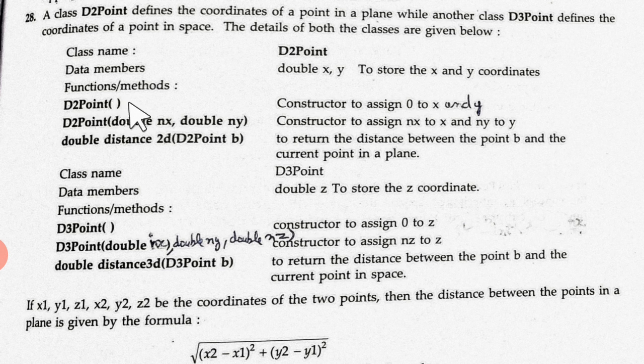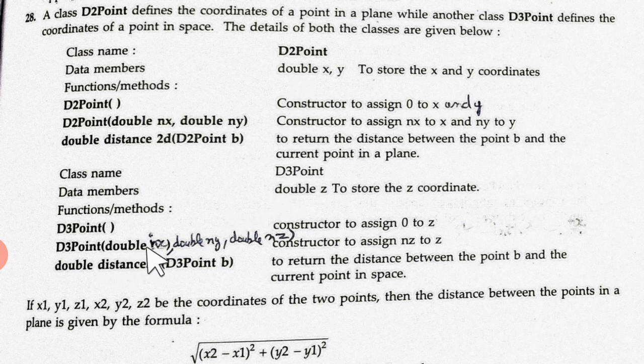Now D2Point is the constructor here of the D2Point class. It's a default constructor which assigns 0 to x and y. Then D2Point is another constructor which has two parameters, nx and ny. So nx and ny are going to be assigned to x and y respectively, because they initialize x and y. Then there is the parameterized constructor. D3Point is a constructor to assign 0 to z. Students, here the base class constructor is to be invoked from this constructor, because we have to initialize x and y also. They are a part of this class now, because they have been inherited here.